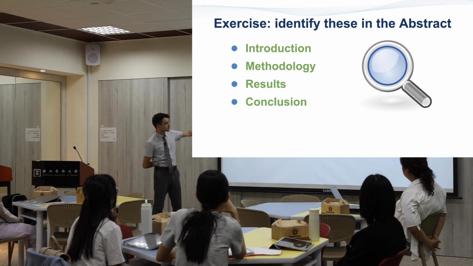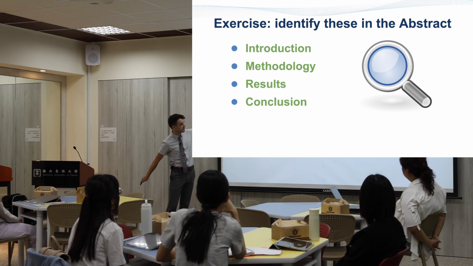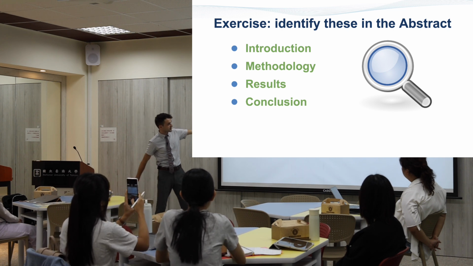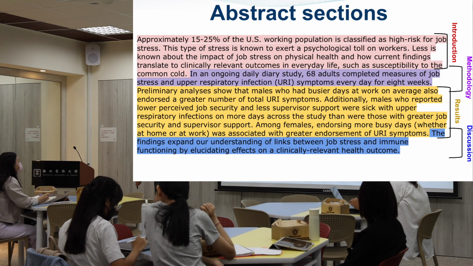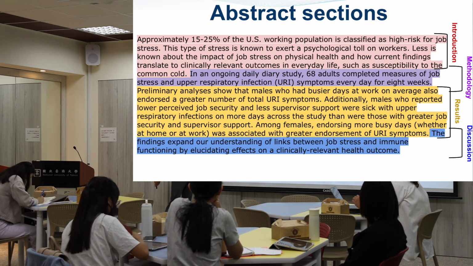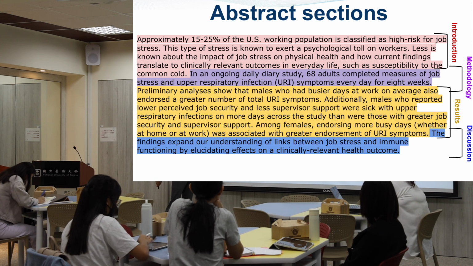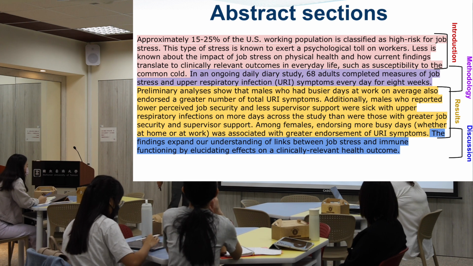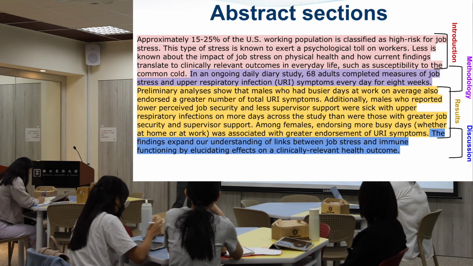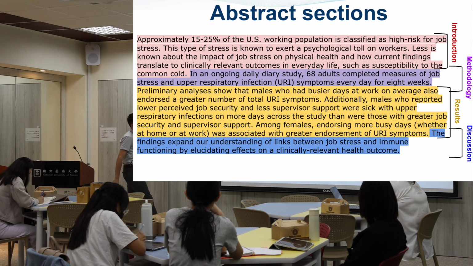We're going to go back to this abstract. Can you identify the introduction, the methodology, the results, and the conclusion? Here's the introduction, and then we have the methodology, the results, and the conclusion. So it easily follows the flow of a paper, and this is your goal when you write. Sometimes you see a result of the study at the top as a hook. That's not necessary.